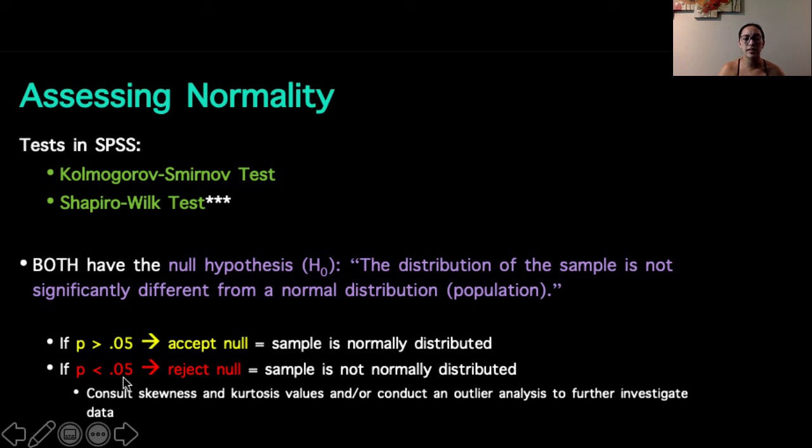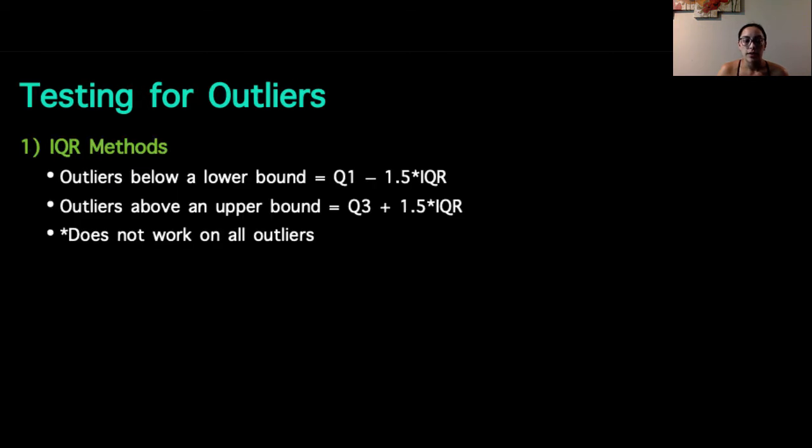If you get p less than 0.05 for the Shapiro-Wilk test, then you would reject the null and you say your sample is not normally distributed. In which case, sometimes you would have to go to your z-skew and your z-kurtosis values and see which one is affecting the distribution shape. Note that it's not always that you're going to have just skewness or just kurtosis. You could have a combination of both. So that's one way we could check to see why we don't have a normal distribution. The other way we can further look into this is by doing an outlier analysis, which is the topic of our next slide.